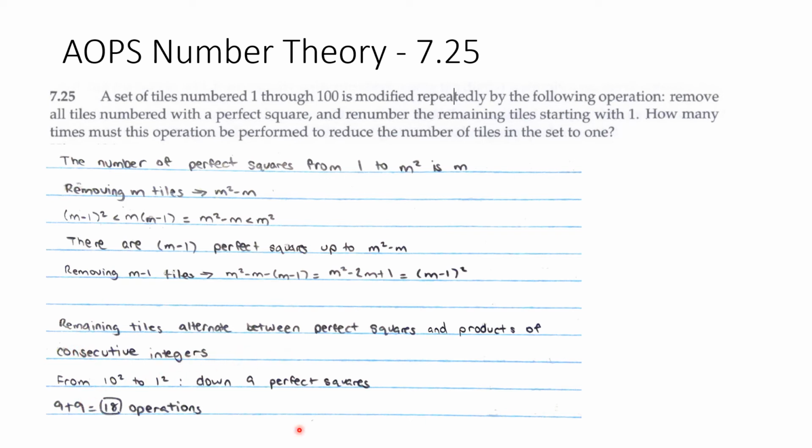So if you count from 10 squared to 1 squared, it's down 9 perfect squares. So 9 plus 9 is equal to 18, so there are 18 operations.